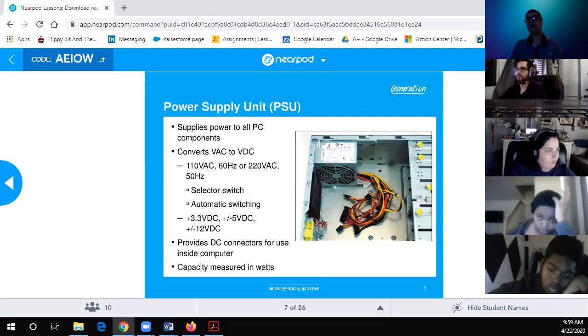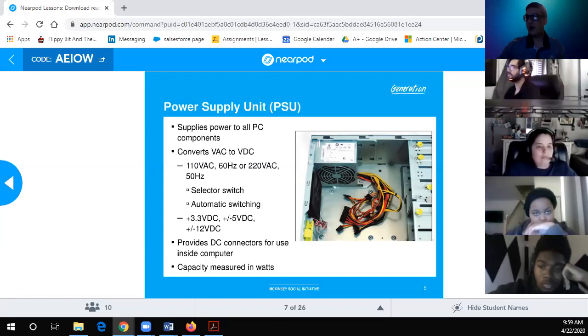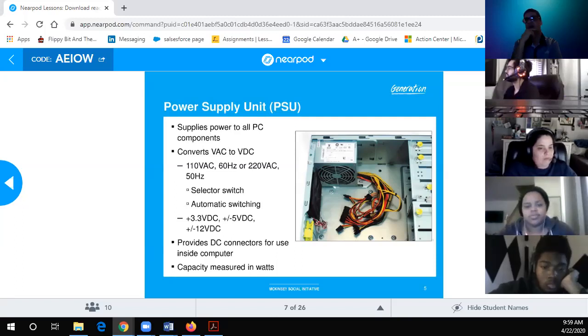Basically, as we stated a second ago, it converts your AC voltage, 120 or 220, whichever it is. And it has a selector switch in the back. Some of them have the automatic switch, as I stated, but the majority of them, the cheaper ones, have a selector switch. The wires on the inside all correspond to different colors in reference to your negative or your positive voltage, and it comes in 3 flavors: 3.3, 5, and 12.